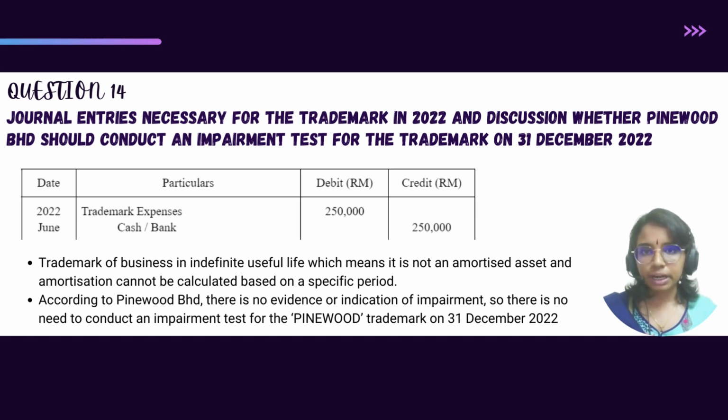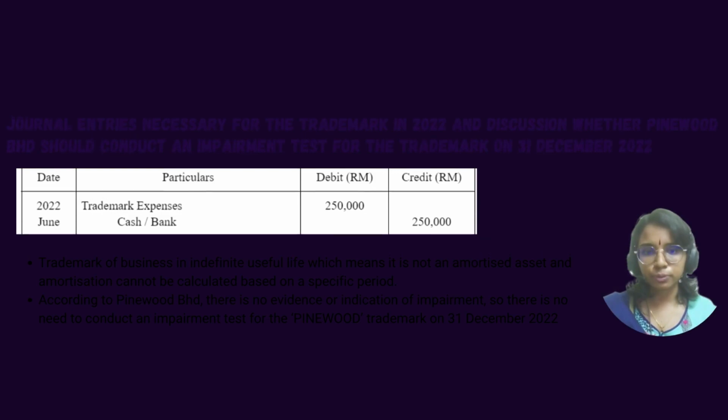According to Pinewood, there is also no evidence or indication of impairment at the end of the accounting year. So there is no need to conduct an impairment test for the trademark on 31st December 2022.